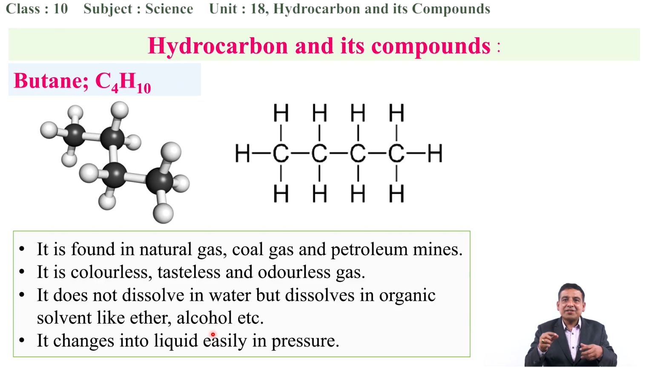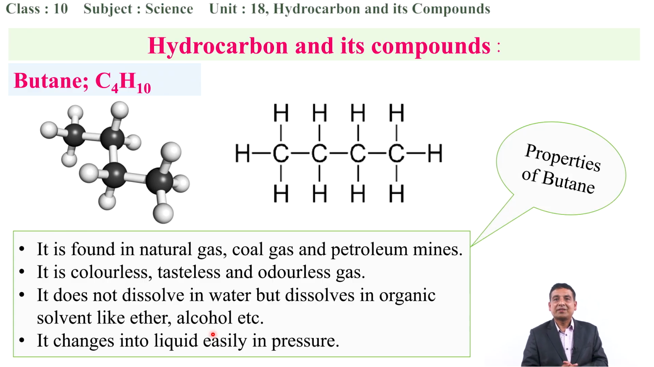The butane as well as the pentane gases are compressed at high pressure so that they turn into liquid, then they are filled in cylinders and sold in the markets in the form of fuel. It is used as a fuel. So I mean that butane can easily be turned into a liquid at high pressure. So these are the physical properties of butane.